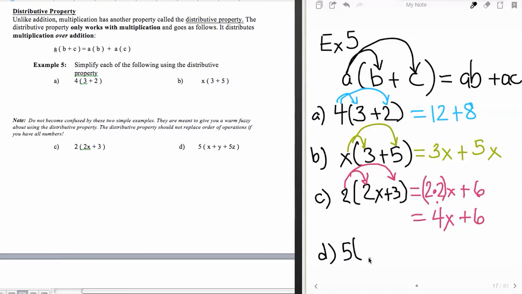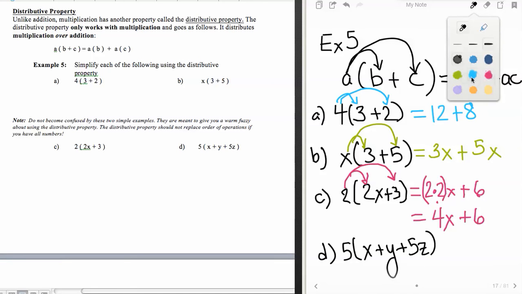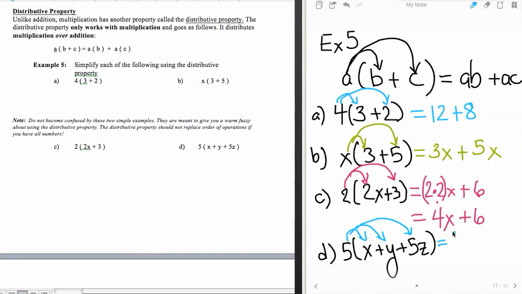Now this last example is just going to show us that we can do the distributive property for more than just 2 terms. It can be extended out for as many terms as we like. And the other thing that it's going to help to see is, again, this associative property. So we're going to distribute the 5 all the way across to each and every term. So 5 times x gives us 5x, plus 5 times y gives us 5y, plus, and I'm going to show it again, 5 times 5z.